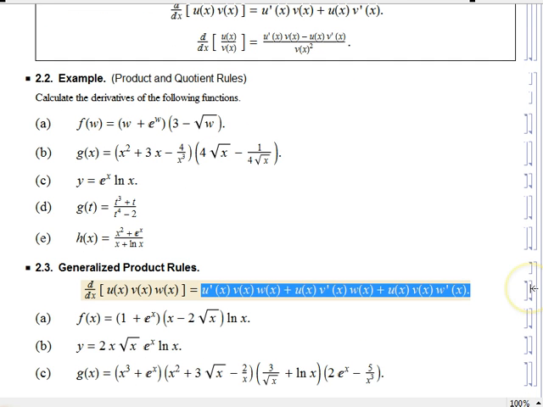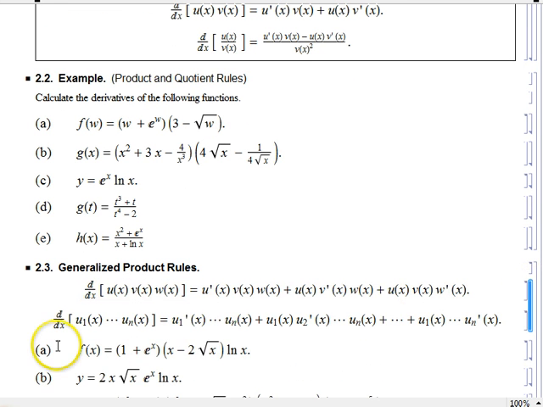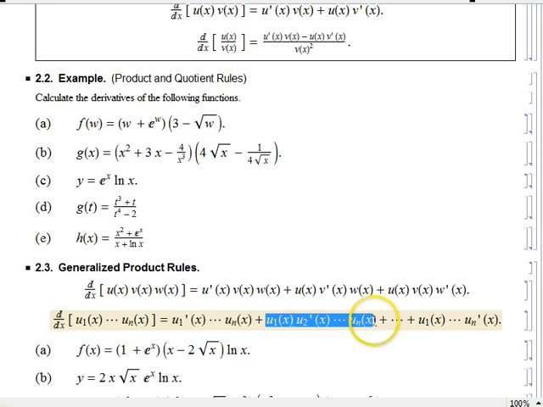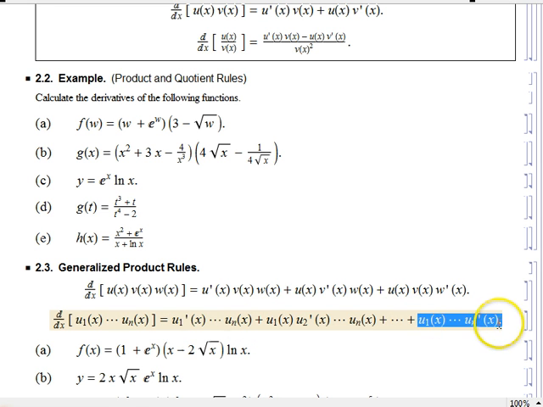If you're interested in the arbitrary form, here it is: u1, u2, u3, all the way to un. And then you're going to get the first bunch, a second bunch, the third bunch, and so on, and the nth bunch. And the derivative goes to the right place: first for first, second for second, third for third, fourth for fourth, and so on, until nth for nth.